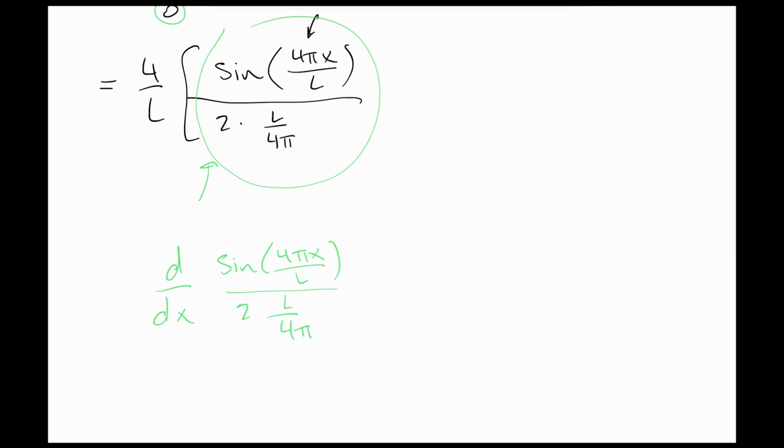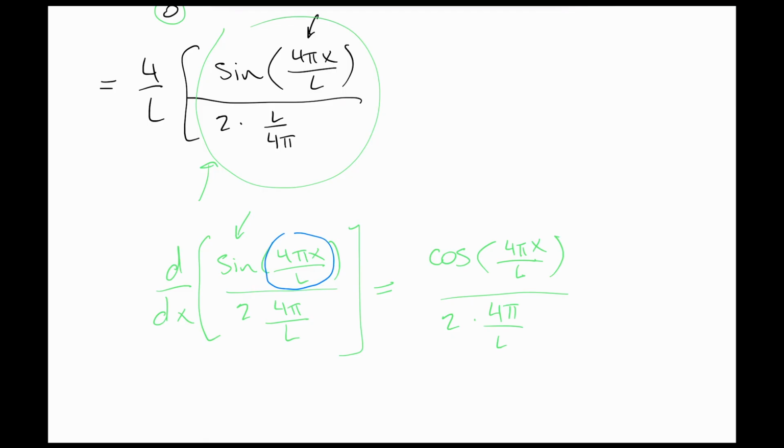Actually, maybe I shouldn't divide like that. Maybe I should actually do 4 pi over L. I think that's the correct way of doing it. Because take a look at this. If I take a derivative of this, I know the derivative of sine is cosine. So I put a cosine here, 4 pi x over L, right? And everything at the bottom stays the same, 4 pi over L. But since I'm doing a composite function here, I have to use the chain rule, and then I multiply by this extra thing on the inside, 4 pi over L.